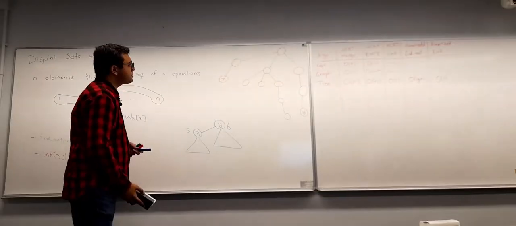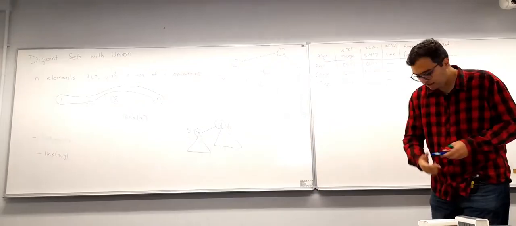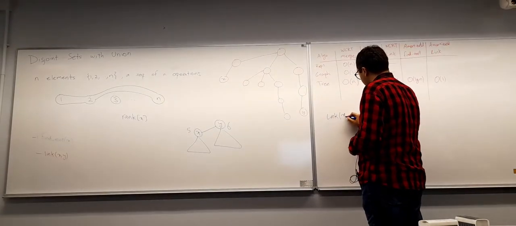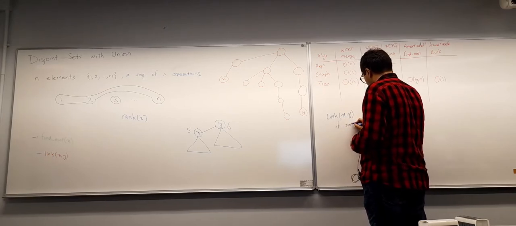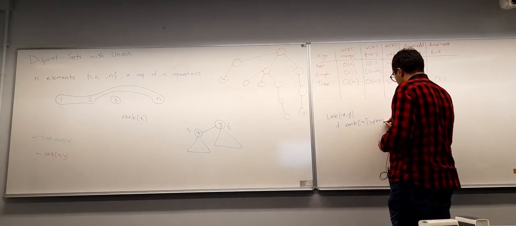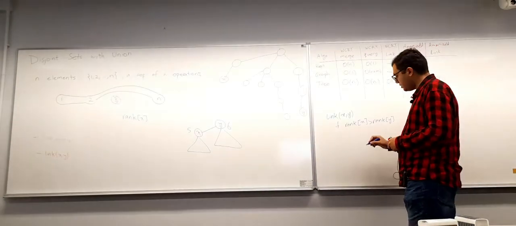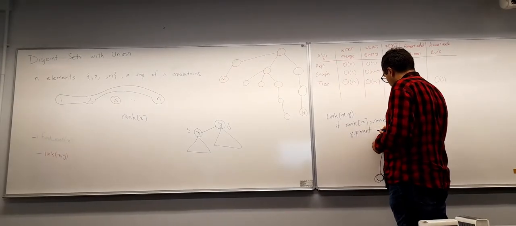So I can just maybe write it as pseudocode super fast here. Let me write it here and then I'll erase it soon. So if I want to link X and Y, I do this. I say if the ranks are different, so if rank of X is larger than rank of Y, then just set the parent of Y to be X. So I just say Y.parent becomes X.